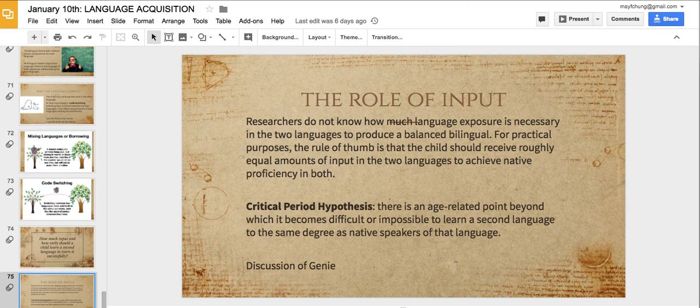And she never really retained full control or full functionality of language, and that's because people think that it occurred before the critical period hypothesis, which posits that there's an age-related point beyond which it becomes difficult or impossible to learn a second language to the same degree as native speakers of that language. So the rule of thumb is the earlier that you learn a language, the more you will retain that language.